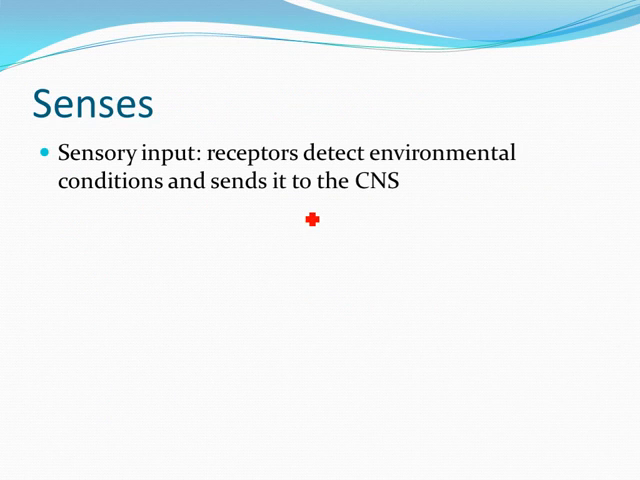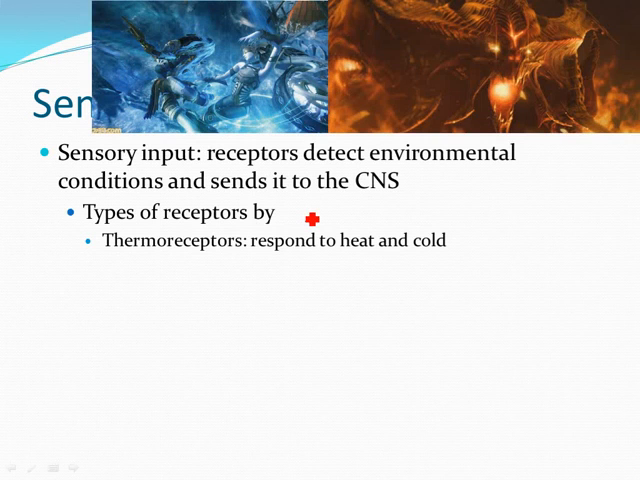Okay, now going on to senses. So how do we get sensory input? We get it from receptors that help detect our environment, sending signals to our CNS. So there are different types of receptors. There are thermal receptors. Thermal receptors, like the name implies, detect what? Yeah, heat or coldness. So it depends on the temperature, and that's what it's going to respond to.